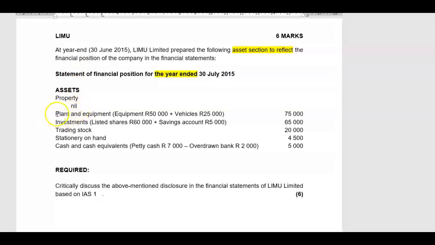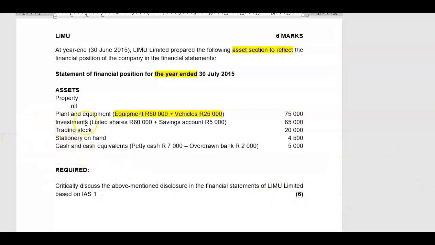Now, you know that we would have had one line item, property, plant and equipment, with a total on the face of the statement of financial position. You are not allowed to show on the face of the statement of financial position any calculations. So that in brackets should not have appeared in that line item. You know that for property, plant and equipment, you have to write the IAS 16 note, which explains exactly how it has been compiled, that's 75,000 Rand.